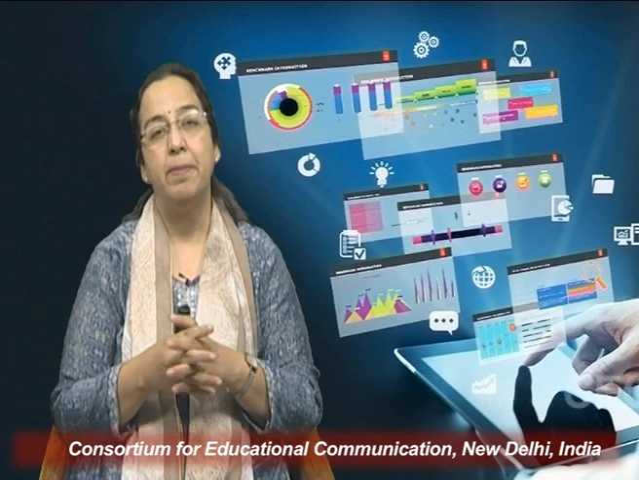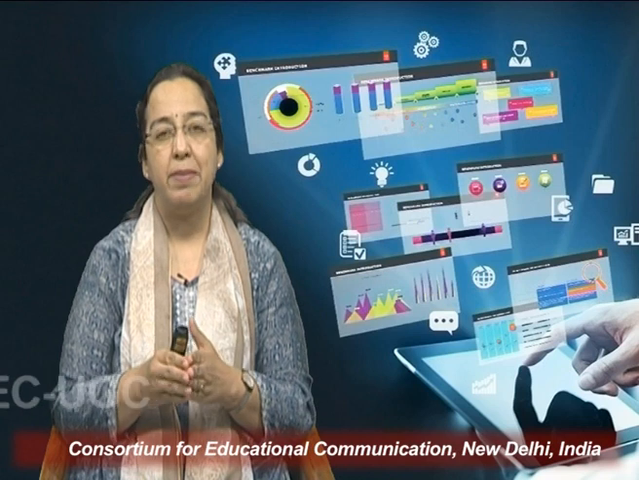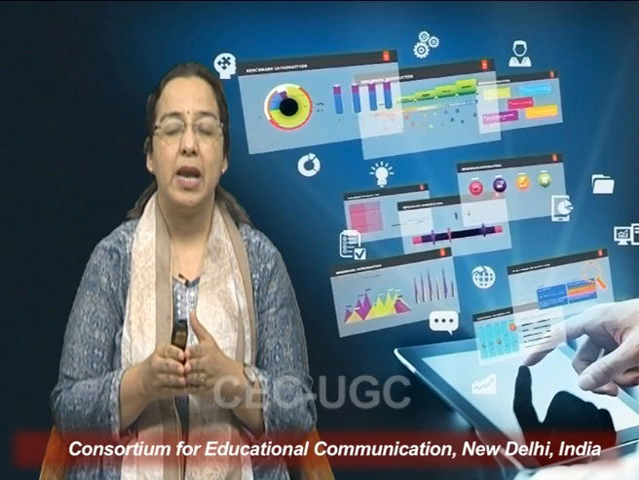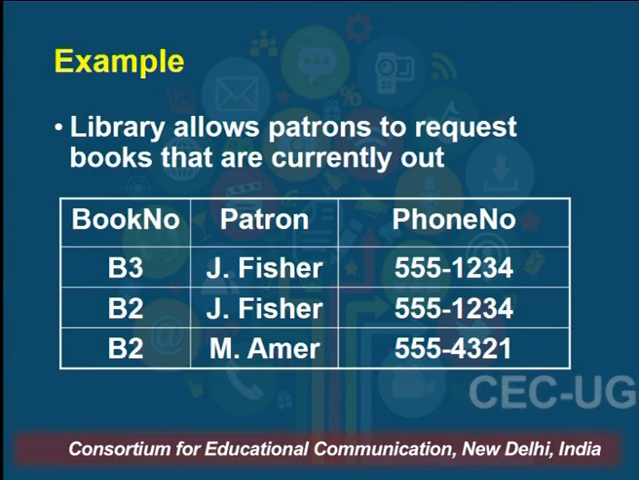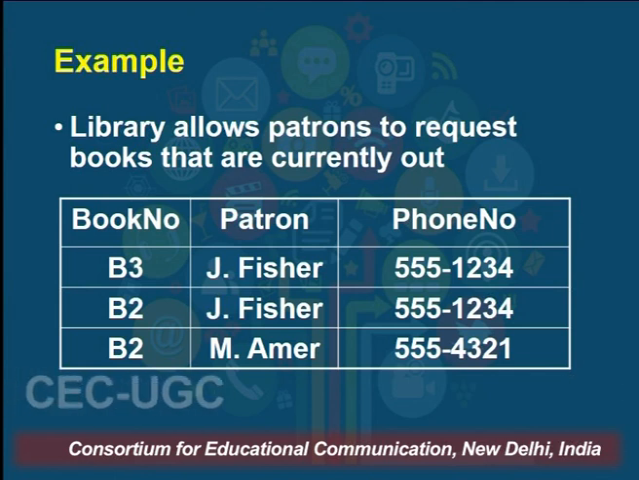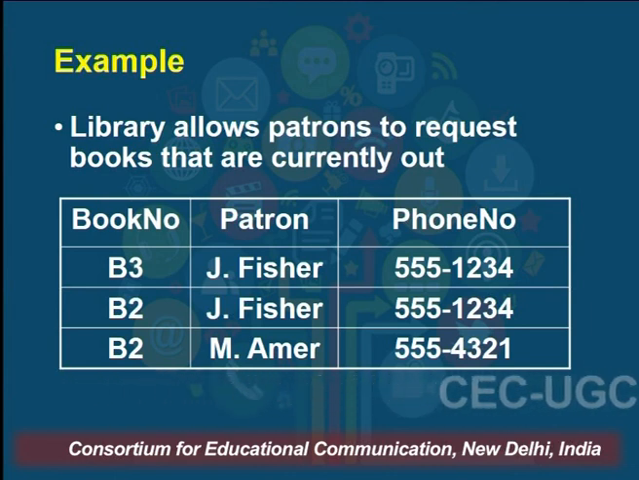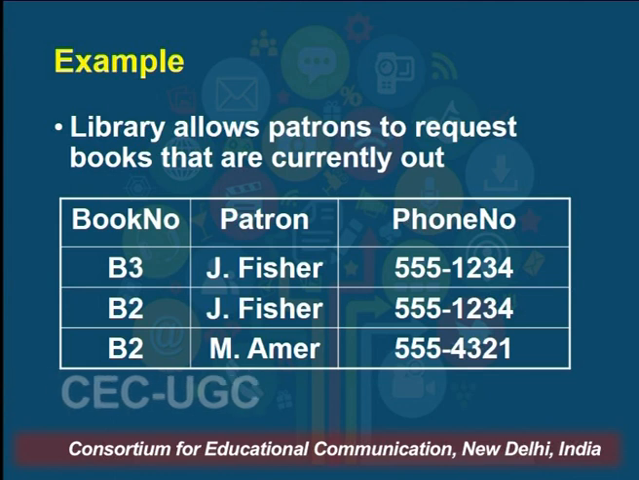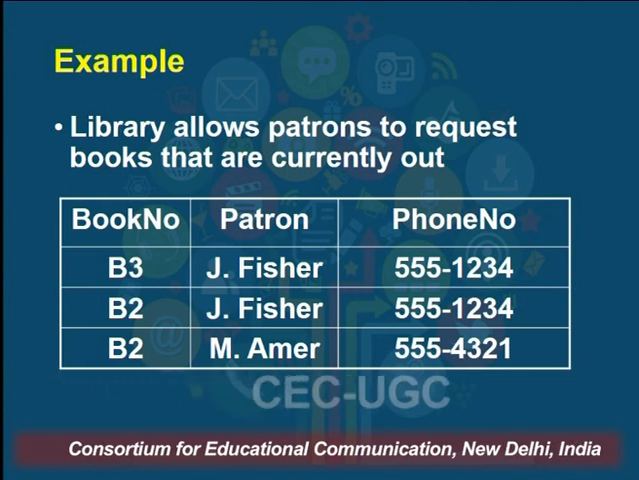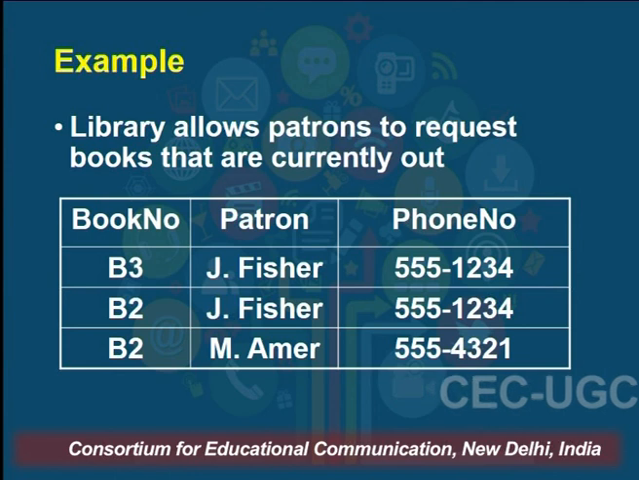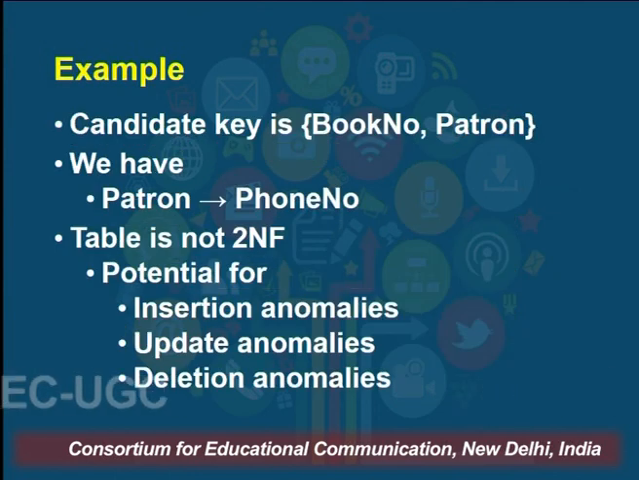Now let us see an example, that similar library thing, where the library allows the patrons to request the books that are currently out. So, for example, we have book number, patron, and phone number. Book number B3 is requested by J Fisher, and B2 is also requested by him, and then B2 is requested by M Amir, and the phone number is also given.